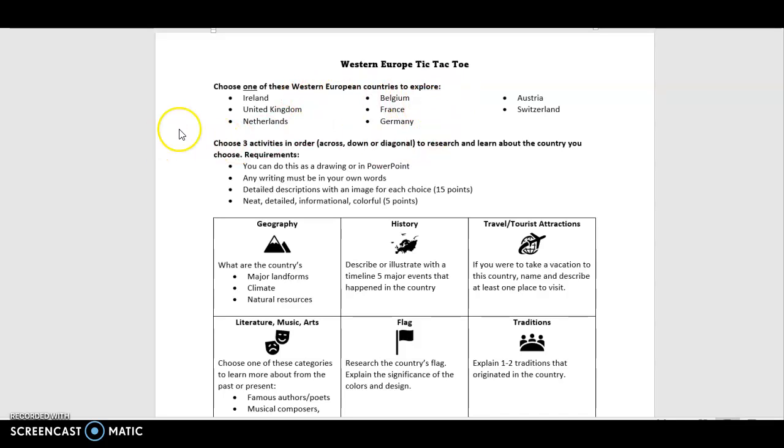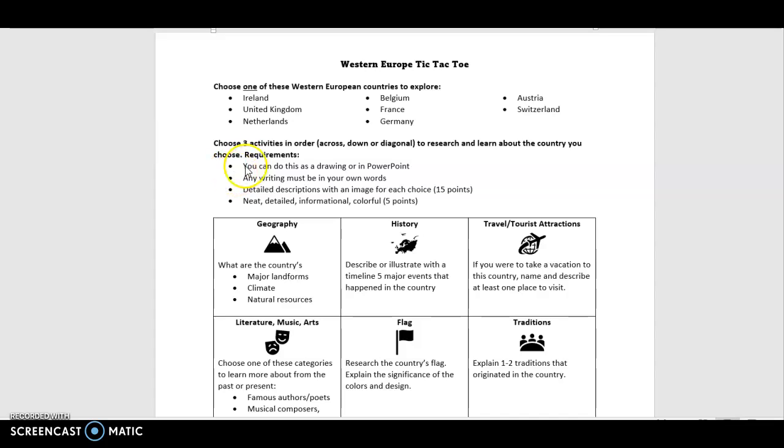this list. We have Ireland, United Kingdom, Netherlands, Belgium, France, Germany, Austria rather, or Switzerland. Then you're going to choose 3 activities from the sheet in order, either going across, down, or diagonally to research and learn about the country that you chose. And by research, you can use your textbook. That's probably the easiest, or you can use the internet, however you want to look up the information.